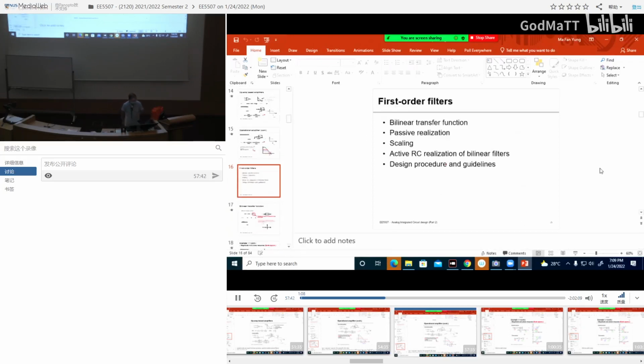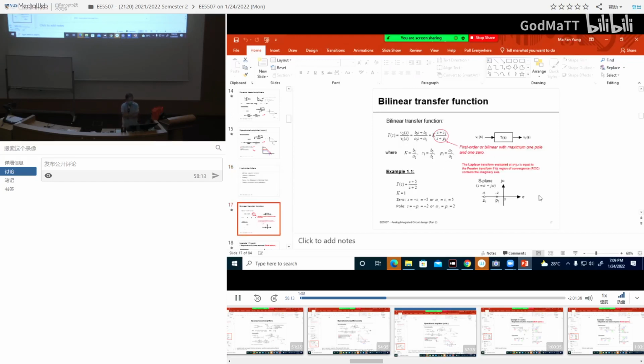Okay, so now we talk quickly about first order filter. Remember last lecture we talked about first order noise shaper? Now first order filter. We will talk about bilinear type filter, how to realize it, do some scaling, or how can we implement a first order filter using active RC, and what are some design procedure and guidelines.